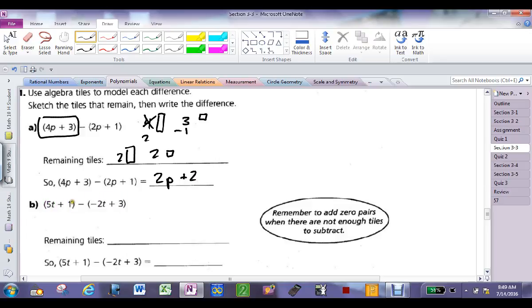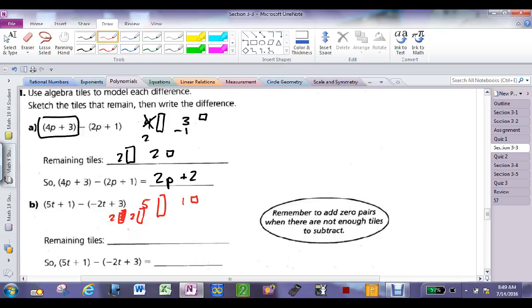What would this guy start as? I'm going to change colors. 5t, shaded or not? Not. And 1 little guy, right? Now, I have to take away negative 2t. Are there any? There's none, are there? So I need to add them in. Okay? So I need to add 2 negatives and 2 positives, correct?